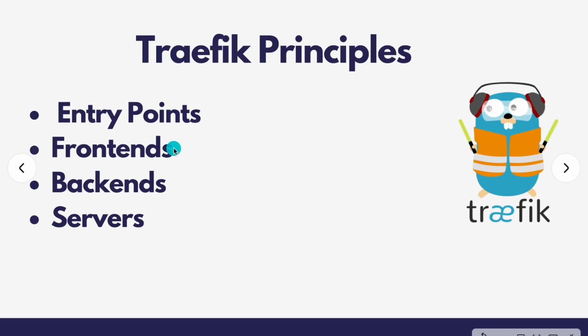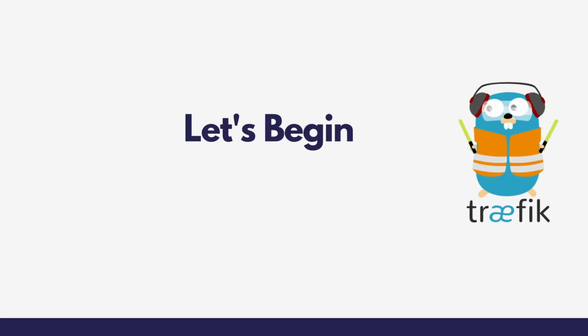So the second is the front end. The front end defines routes to the back end. Don't worry, you will see this in action. So the back end provides load balancing between several servers, and the server is nothing but a Docker container. So if you're ready and I'm ready, let's begin.